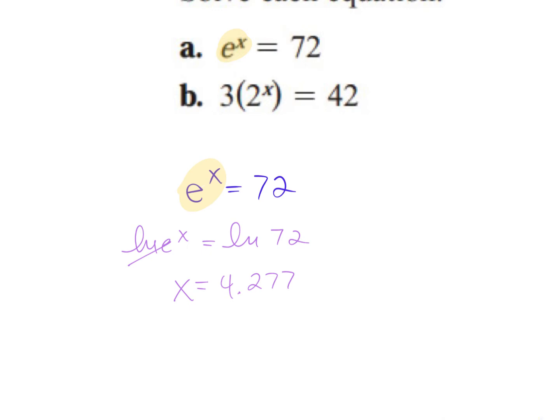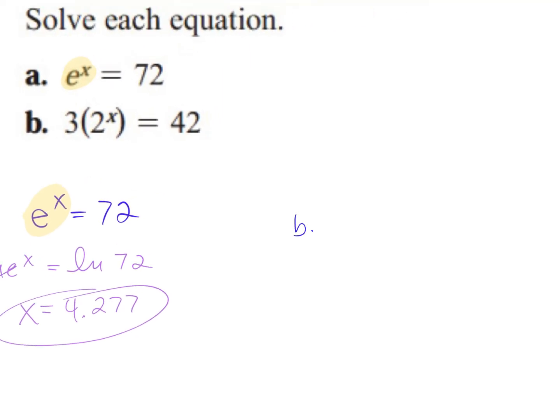In your calculator, if you wanted to check, just hit second ln, which is the e button, and then hit 4.277. And I got 72.024. Is that pretty close to 72? Yes. That's it. You have to kind of survey the situation, see what's going on, and then figure out how you're going to solve it. Let's look at B.